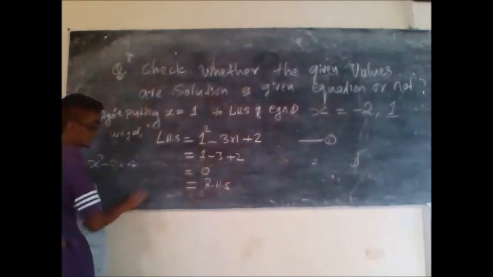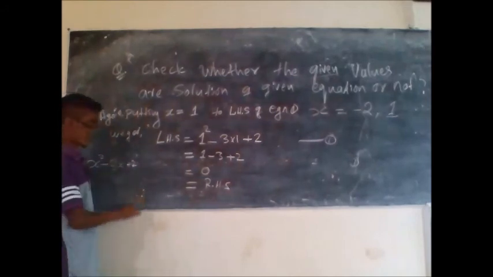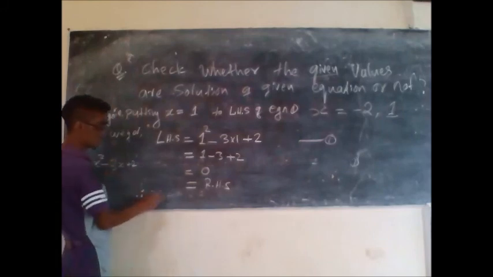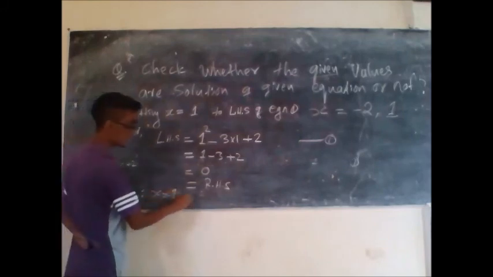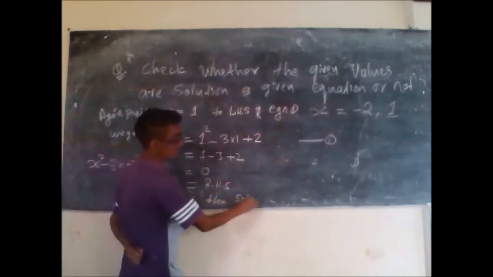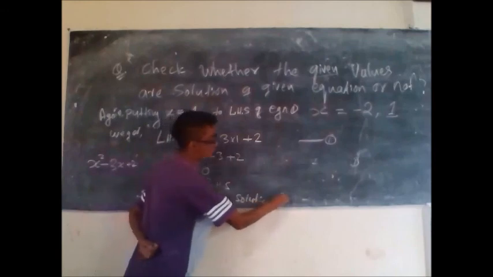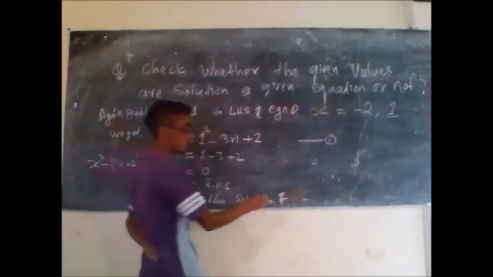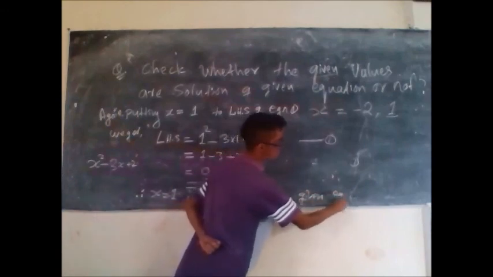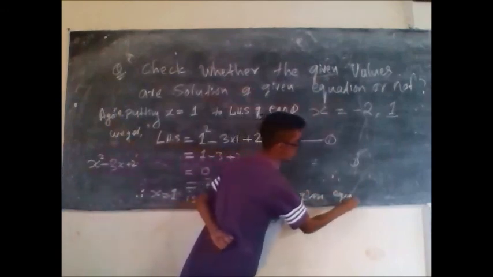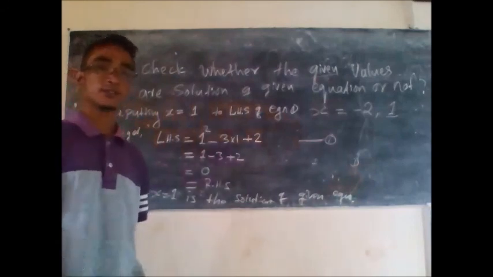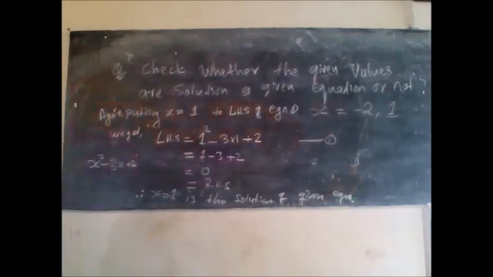So this is a solution of the given equation. Therefore, x equal to 1 is the solution of the given equation.